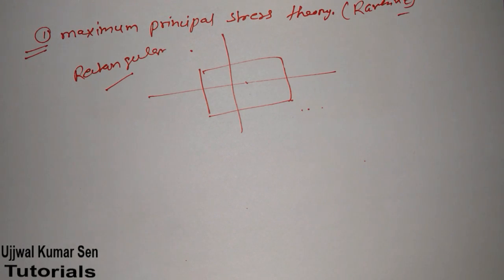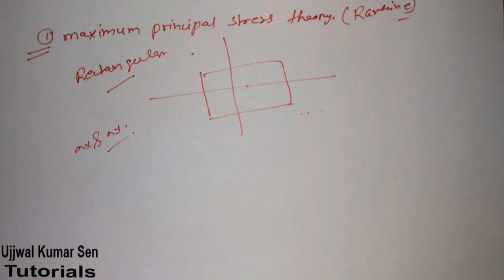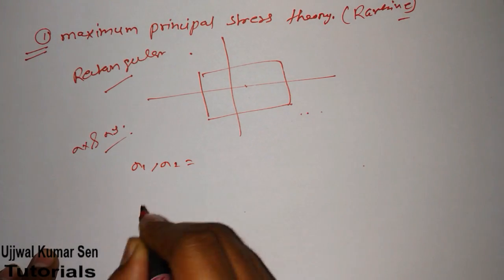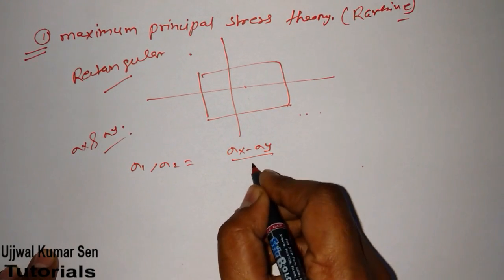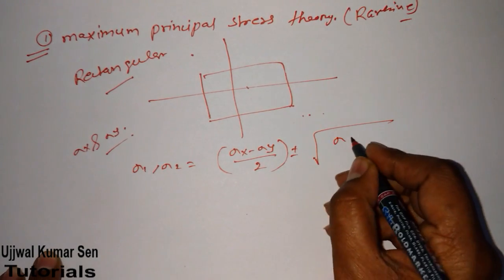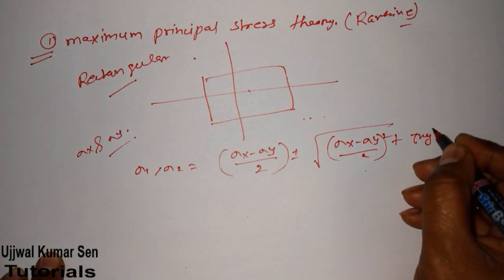Another most important thing: what type of formula must we use in case of principal stress theory to find sigma 1 and sigma 2? Suppose that we are given sigma x and sigma y. So what formula must we follow? That is sigma 1 and sigma 2 is equal to (sigma x minus sigma y) by 2 plus minus the square root of ((sigma x minus sigma y) by 2) whole square plus tau xy whole square.